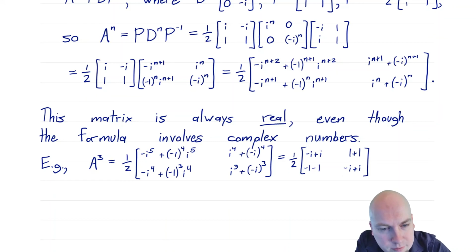Minus 1 to the power 4, that's 1. I to the power 5, that's just I. Okay, and do a similar calculation in the other entries. I to the power 4 is 1. Minus I to the power 4 is also 1. Okay, and similarly down here and down here.